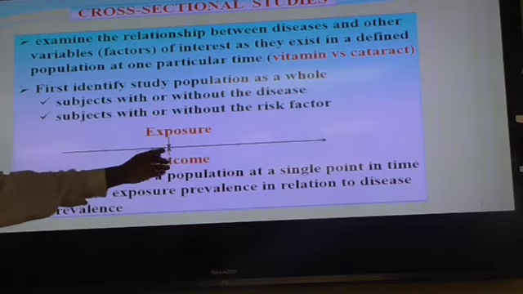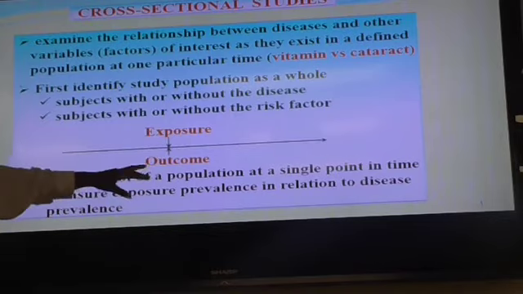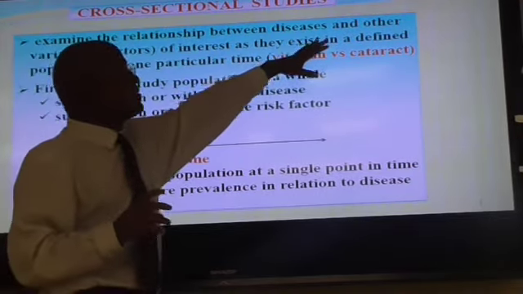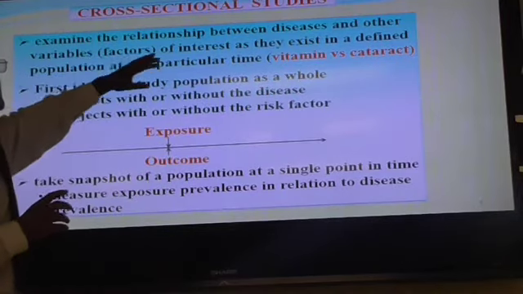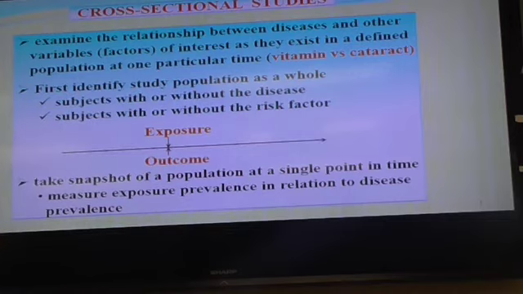So the timing is really at the same time. So you don't know which one is occurring first. So what you do is examine the relationship between disease and other variables of interest as they exist in a defined population at one particular time. So the classical example of this study is what they did in New York.